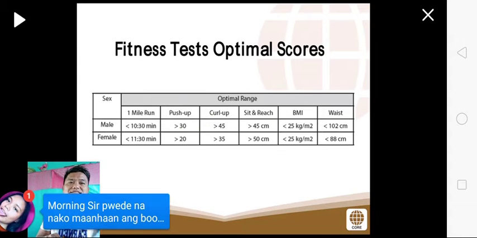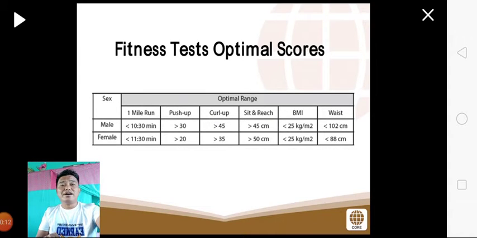Fitness test optimal scores. There are different scores for females and males. The 1 mile run has estimated times. The push-up is 30 for males and 20 for females. Curl-ups are 45 for males and 35 for females. Sit and reach is 45 centimeters, depending on the chart. Try to look at it.